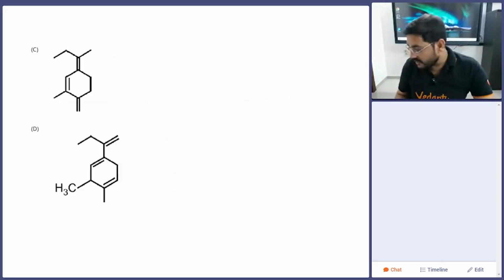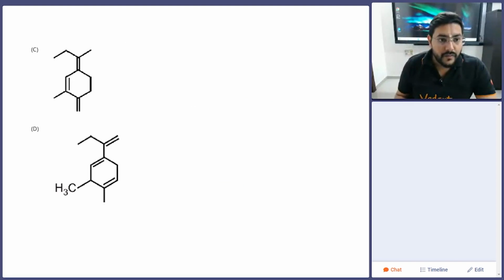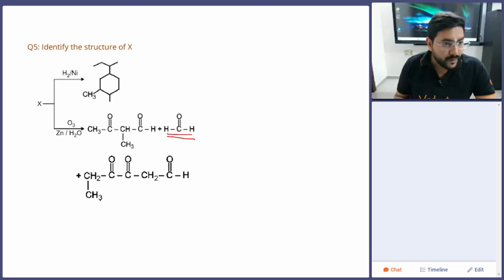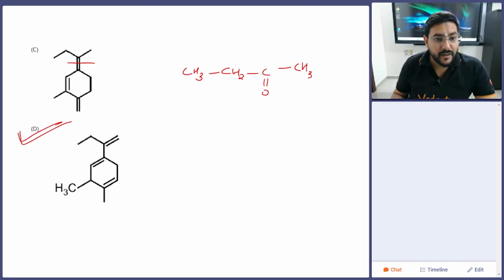Let's move towards option C. From here, what are we going to get? CH3, CH2, C double bond O and CH3. We are getting only this product. I think we will say no. So what will be the right answer? The right answer will be D.